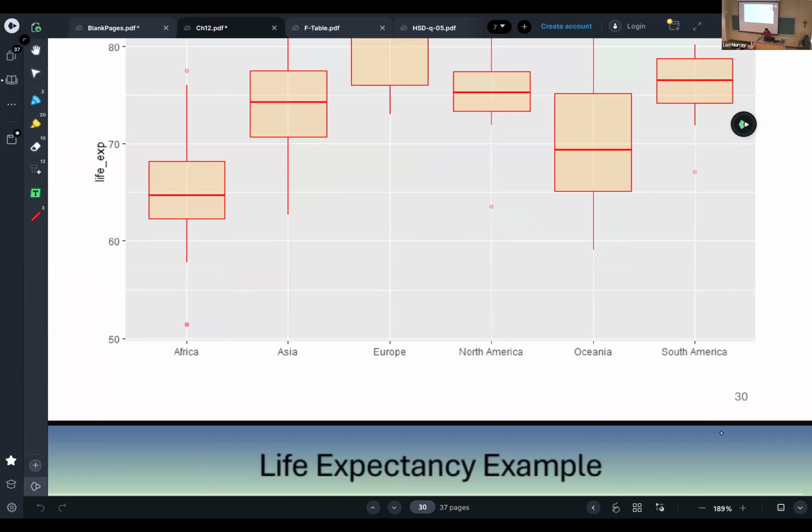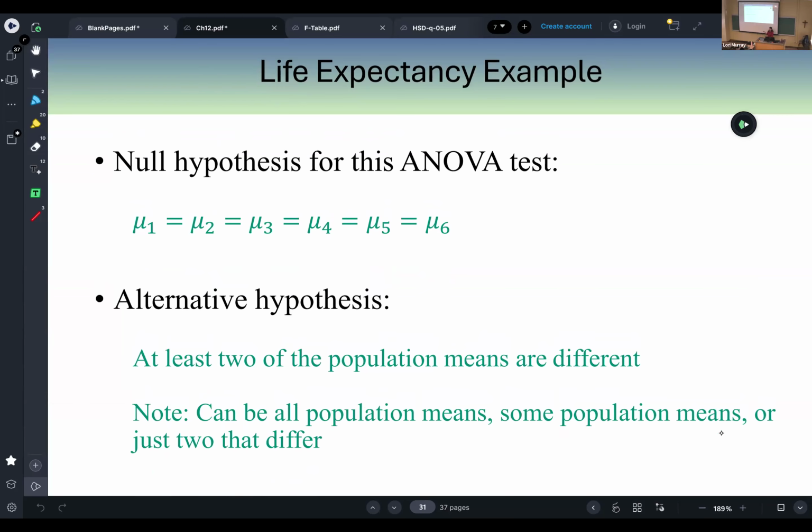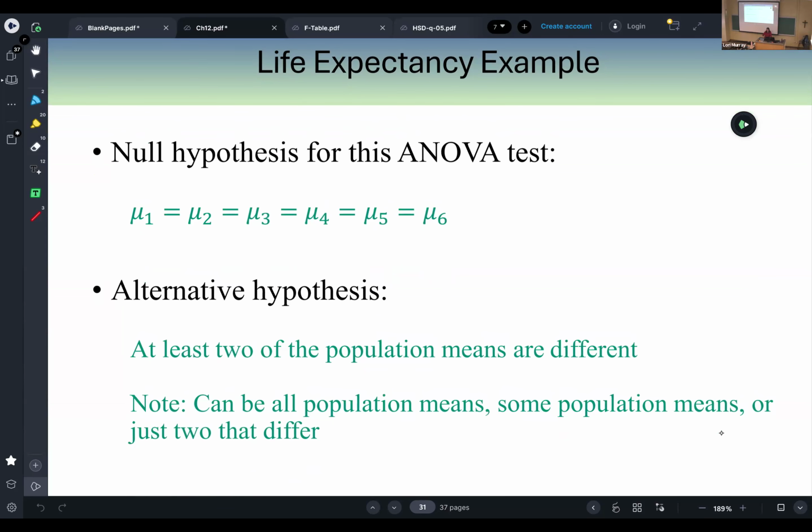So we'll just look at this test. We run an ANOVA test to see if the mean life expectancies are the same for each of these 6 continents. The alternative is at least 2 are different. Again, it could be all of them are statistically different, or some of them are different, or just 2.